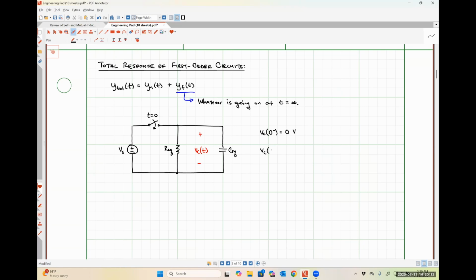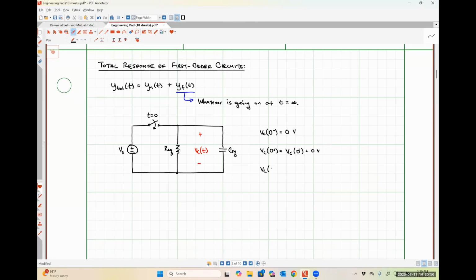Now, what will our capacitor voltage be at t is equal to 0 plus, the instant after our switch closes? Whatever VS is. I disagree. The reason why I disagree is because the capacitor voltage cannot change abruptly. So whatever voltage drop the capacitor had at t is equal to 0 minus, it needs to continue to have at t is equal to 0 plus. So VC at 0 plus is still 0 volts.